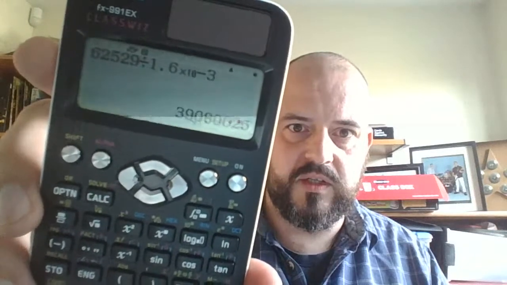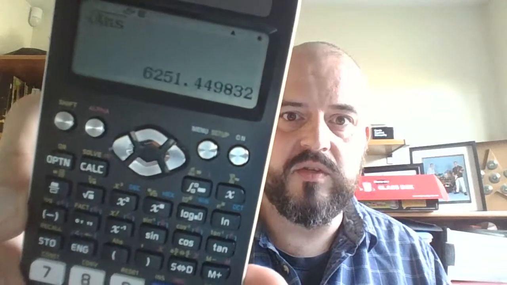Okay, so that's what I've just done there. My answer is 390800625. Now that is area. That's how many times bigger X is than Z in terms of surface area. But the question has asked us how many times bigger is it in terms of diameter. So I need to do the square root of that. So I'm going to do the square root of my answer. And I get 6,250.